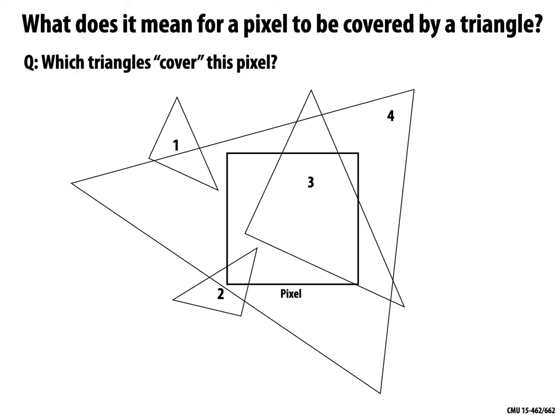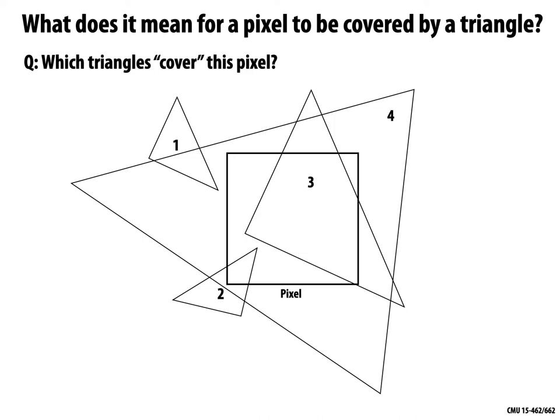Okay, I mean, some of these, it's pretty clear, right? Triangle number 1 doesn't intersect the pixel at all, so it seems really weird to think that that triangle covers the pixel. Definitely not. Triangle 4 is also pretty easy. 4 covers the entire pixel, so it's really easy to say, yeah, for sure, the pixel's covered by triangle 4. What about triangles 2 and 3? Do they cover the pixel? What is the binary value that we'd output for those triangles? Do they or don't they cover the pixel?